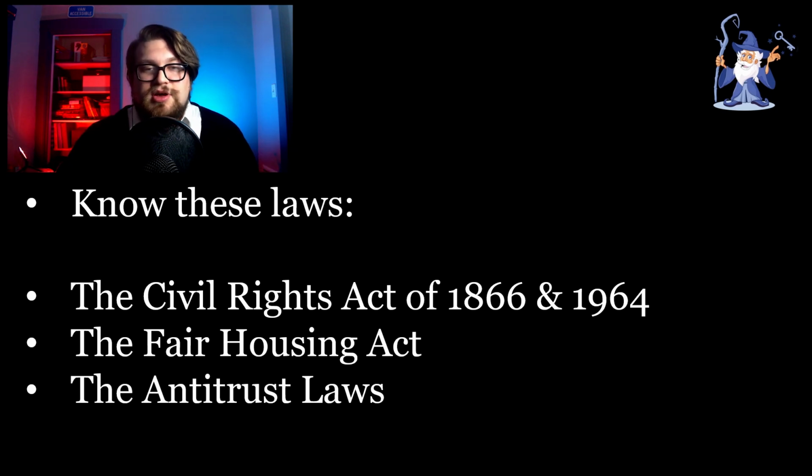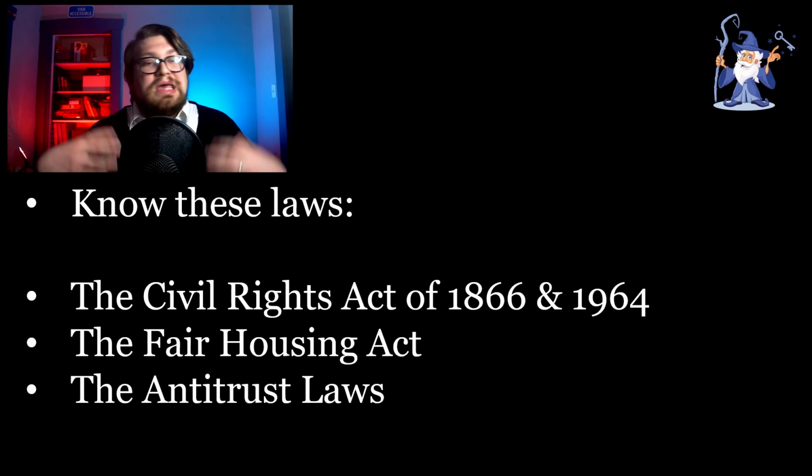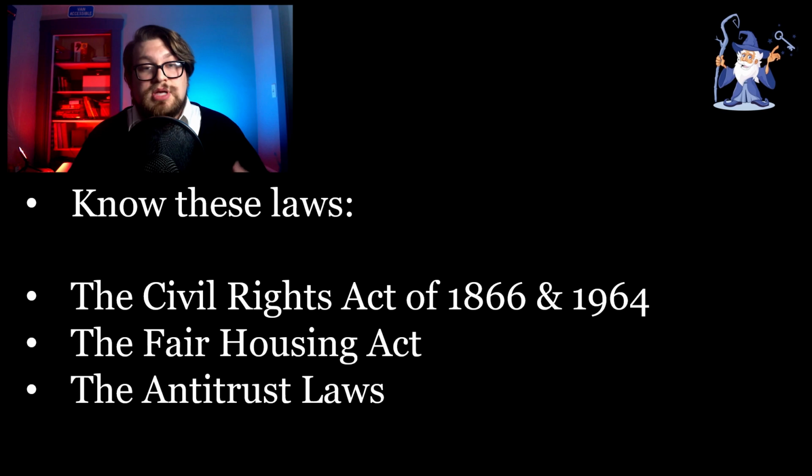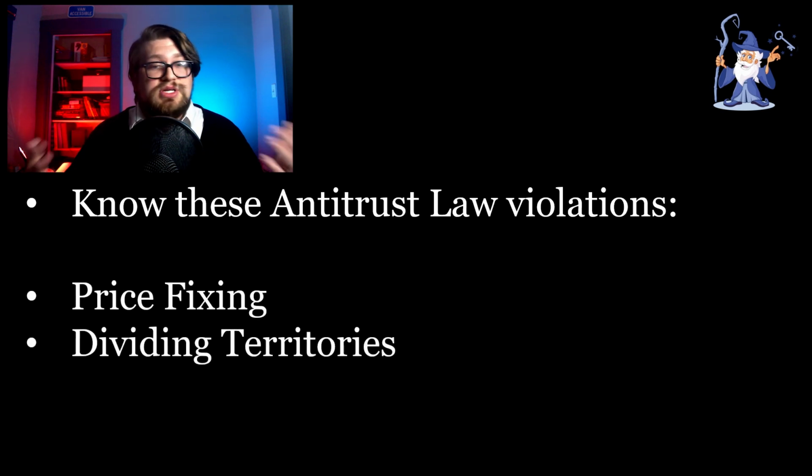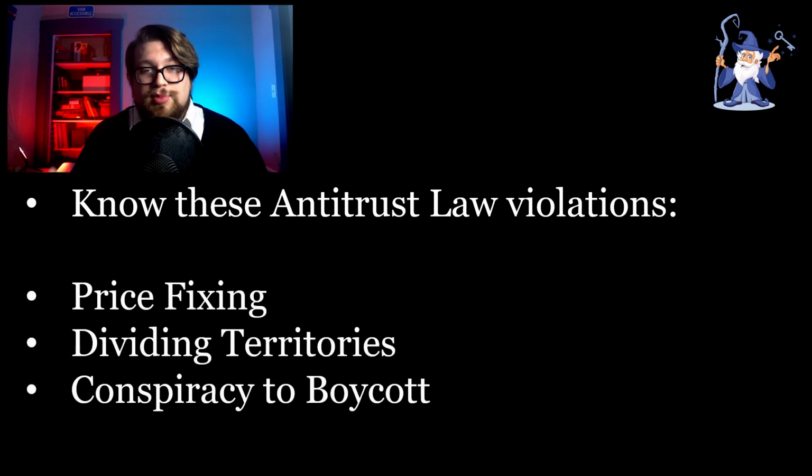Now, the antitrust laws are a collection of federal and state government laws that regulate the conduct and organization of business corporations, normally to promote fair competition for the benefit of the consumers. Benefit of the consumers is the key takeaway there. Now, in this aspect, you need to understand what classifies as an antitrust law violation. So some of those would include price fixing, dividing territories, conspiracy to boycott. Those are all examples of antitrust law violations. Be familiar with those terms if you are not already.